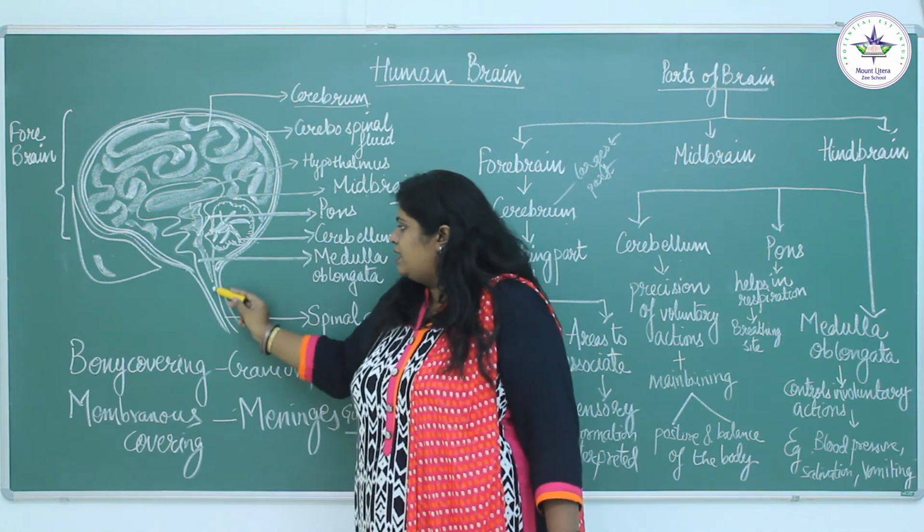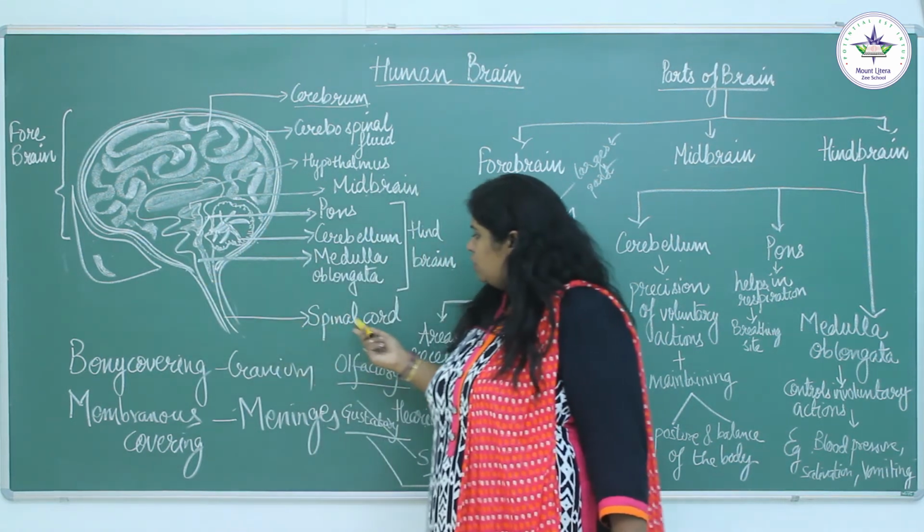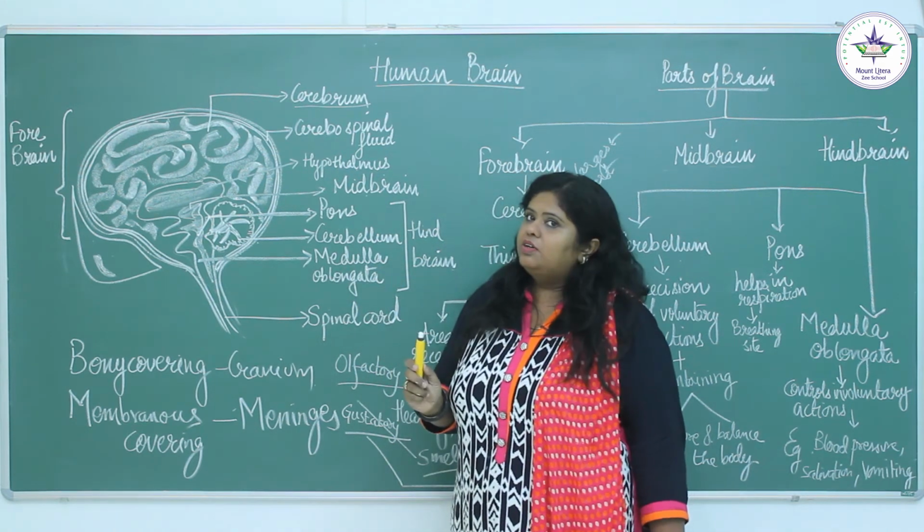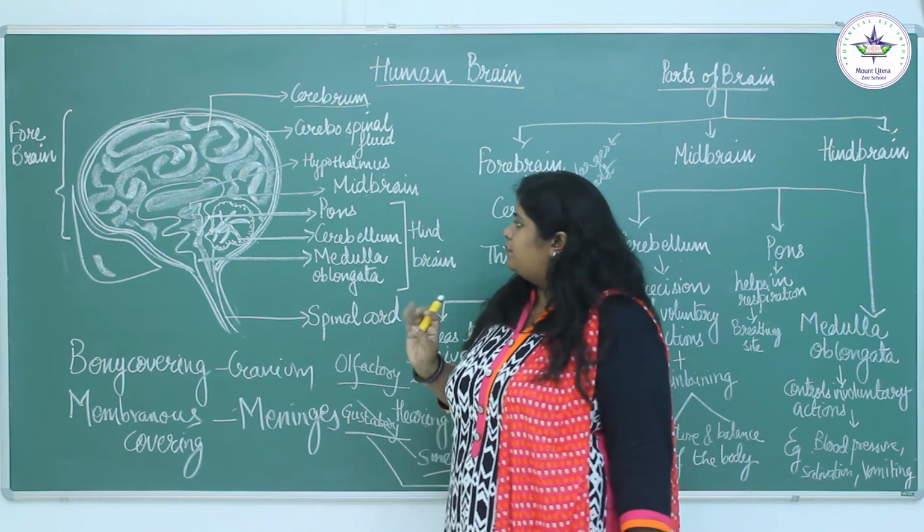And this nervous system of the brain is then continuous with the spinal cord, which runs at the back side of your body inside the vertebral column, also known as your backbone.